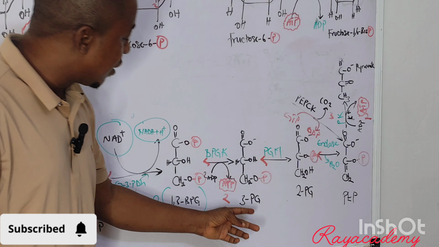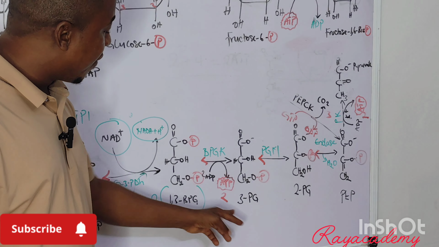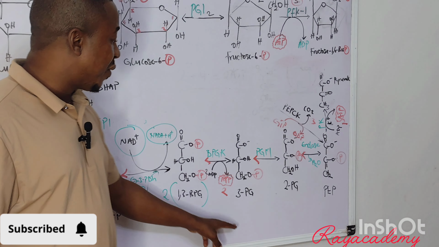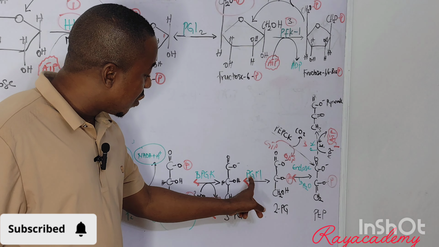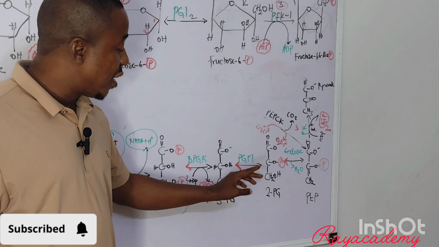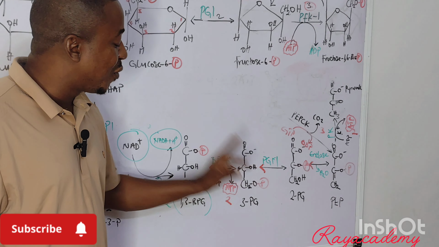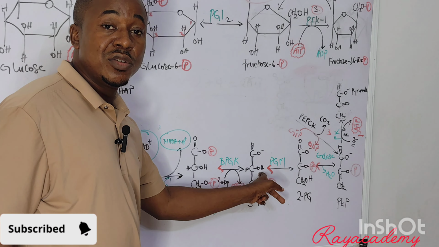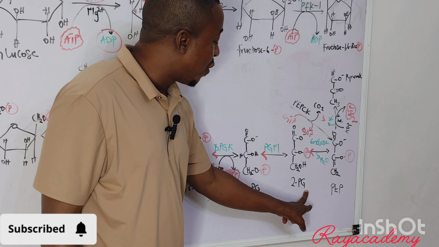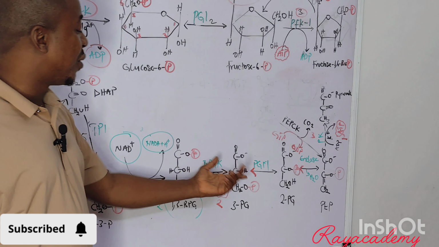So the next stage is conversion of the 3-phosphoglycerate, which is converted to 2-phosphoglycerate by the enzyme called phosphoglycerate mutase. So the enzyme converts 3-phosphate, which means just taking the phosphate group at position 3 to position 2. We have the 2-phosphoglycerate. Mind you, this is a reversible reaction.